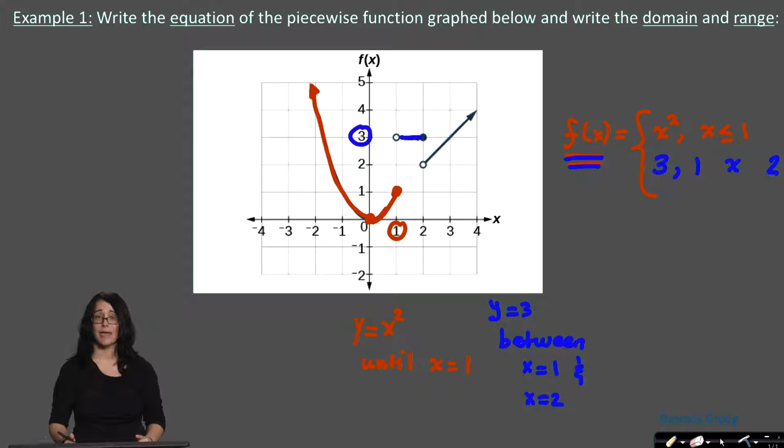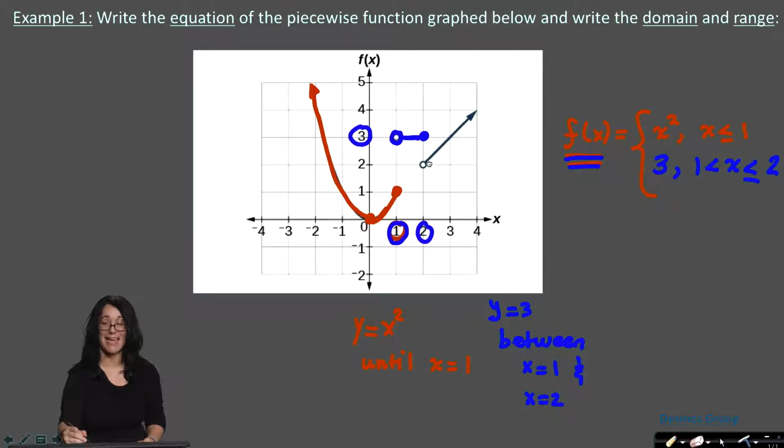The question now is, do I include or exclude each endpoint? At 1, we have an open circle, so that would strictly be less than. So x is greater than 1 there, or 1 is less than x. But at 2, we have a closed circle, so that would be less than or equal to. So between 1 and 2, where we don't include 1, but we do include 2, the y value will be 3. Notice if you had an input of 1, which trajectory would you be following? The first one, x squared, because that includes 1. But if you have an input bigger than 1 and up to 2 and including 2, then it would be an output of 3. Finally, the last piece of this piecewise function looks like a line.